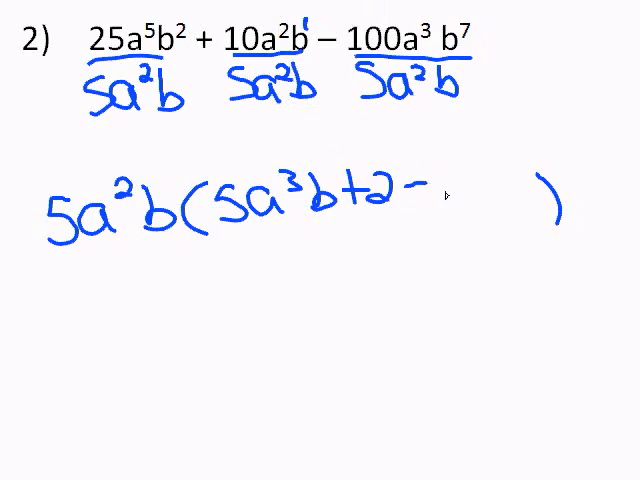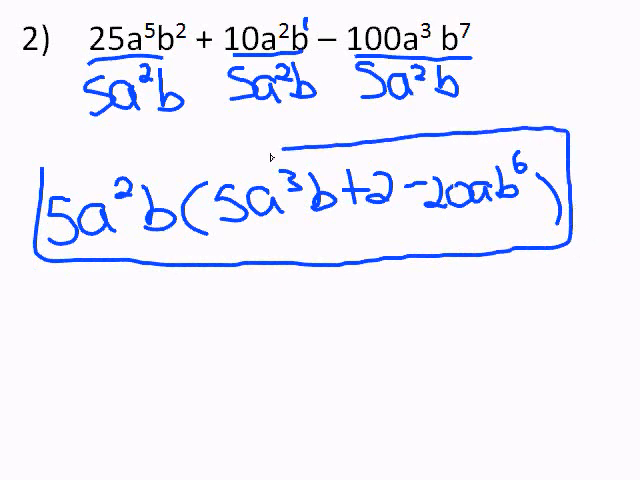Minus 100 over 5 is 20. A to the third over a squared is 3 minus 2, or just a to the first. And b to the seventh over b is b to the sixth. Now it's a good idea to, and I'm not going to in this example, distribute the 5a squared b back into the parentheses to check that you got your original expression back.